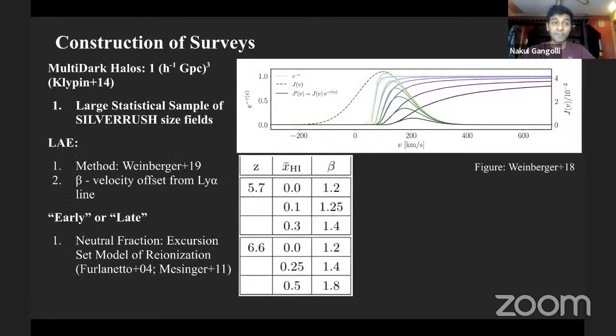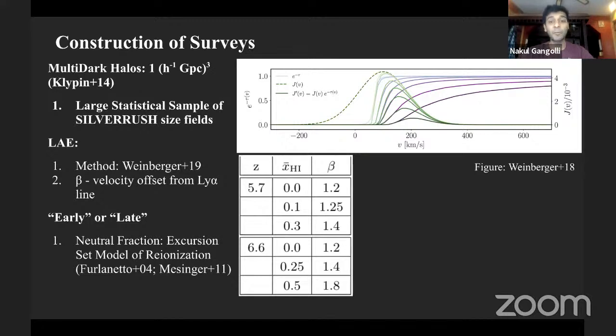What we first have to do is construct our mock LAE surveys. The way we do this is we populate halos in a 1 cubic gigaparsec sized box from the MDPL simulation, such that we can get a large statistical sample of SilverRush sized fields, because the SilverRush sized fields are hundreds of megaparsecs on a side. And so that's why we needed this huge box.